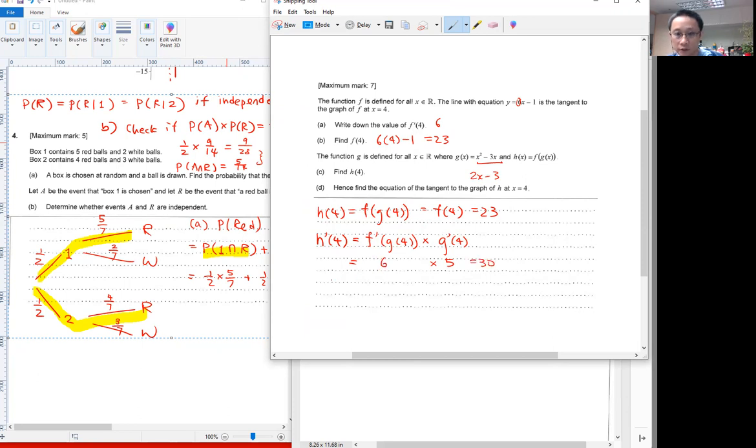So the equation is going to be y equals mx plus c with m equaling 13, on the contact point, x equaling 4 and then y equals 23. I think c equals negative 97. y equals 13x minus 97 would be my answer.